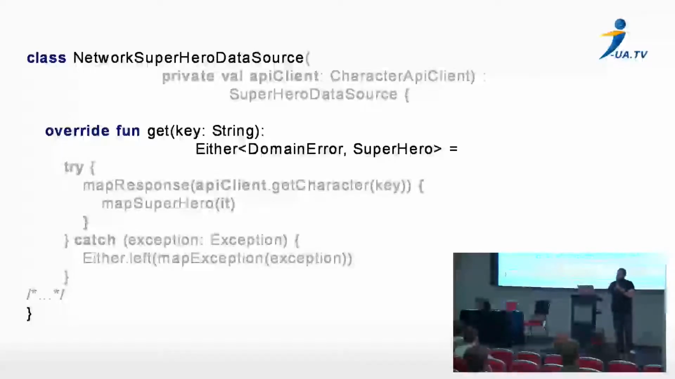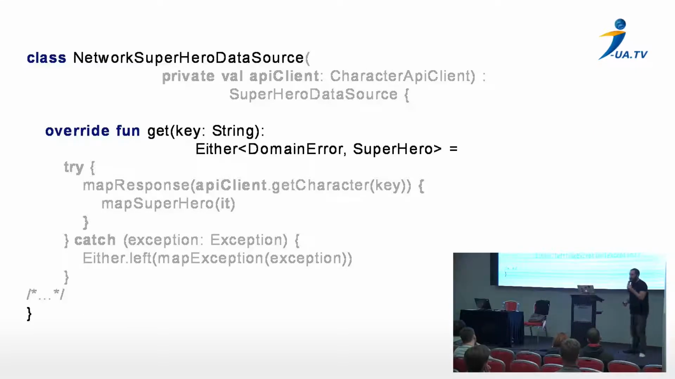If you check my data source, this is the network data source, my get function of the data source returns an either monad, okay? It returns an either monad with a domain error and a superhero. This is good because I use two things. I'm going to create semantics for my errors, because the domain errors are part of the domain, and I'm going to have my object there. And there I'm going to write this code, okay?